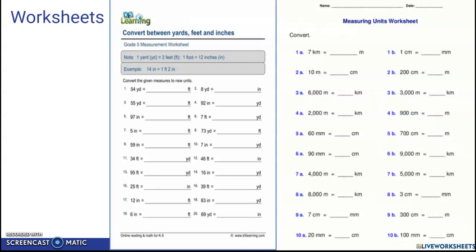So right now, I want you guys to work in pairs on the following worksheets. Note on the K5 learning worksheet, there's a little guide. Note 1 yard equals 3 feet and 1 foot equals 12 inches. For example, 14 inches equals 1 foot and 2 inches.